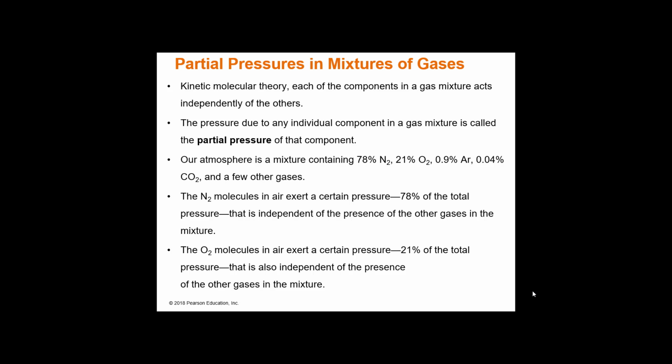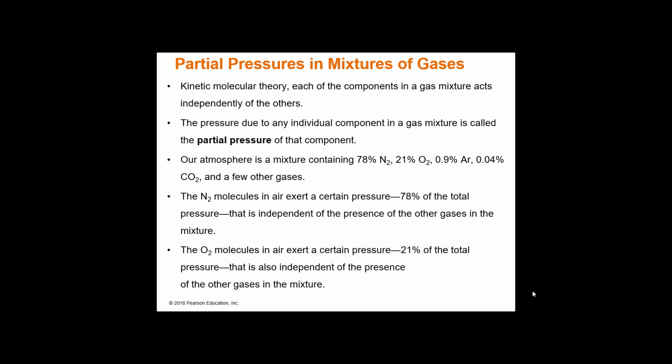What this means is that if you have several gases in a container, they will each behave as if the other gases are not there, and they are in the container alone. What we want to know is that if we have several gases, they each exert their own pressure. This is what we call partial pressure. A partial pressure is for one gas, and we add all the gases up, and that will give us the total pressure in a container.